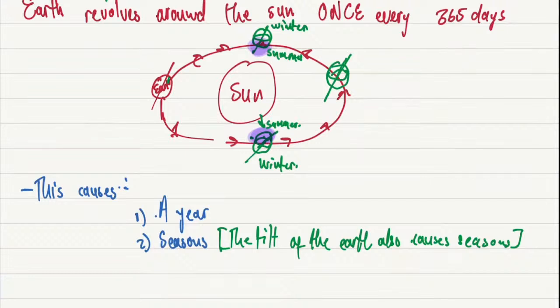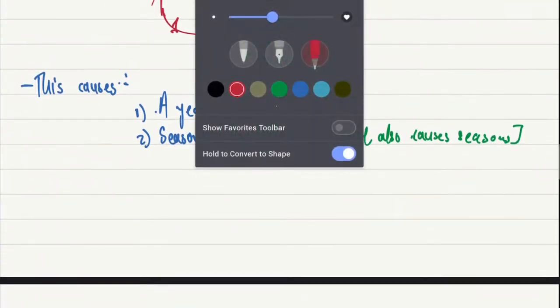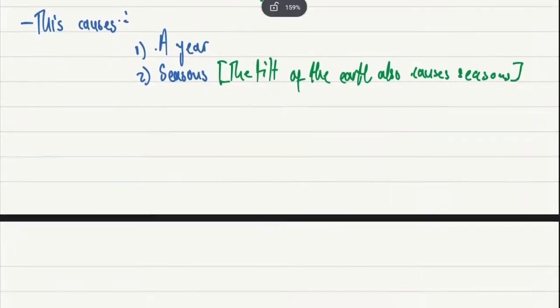Are we together? So we now know about the earth's rotation, and we now know about the earth's revolution. Now, what about the earth's tilt? Skip 2 lines and write after 2 lines.